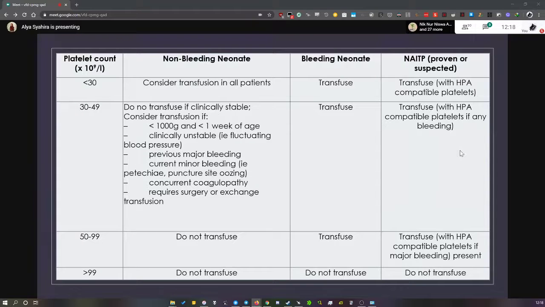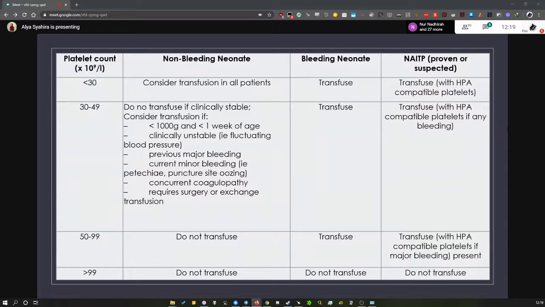So it is divided into non-bleeding neonate, bleeding neonate, and NAITP, which is neonatal alloimmune thrombocytopenia. For the non-bleeding, usually we do not transfuse unless the level is less than 30, which is very low, or if it is more than 30, we transfuse if the patient is clinically unstable or has previous major bleeding concurrent with coagulopathy, or maybe the infant needs surgery or exchange transfusion.